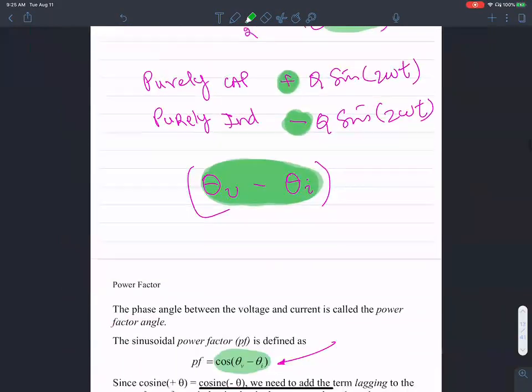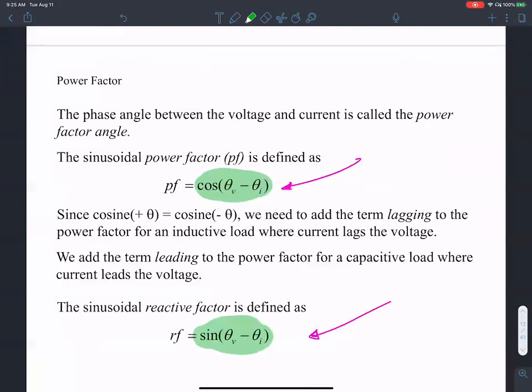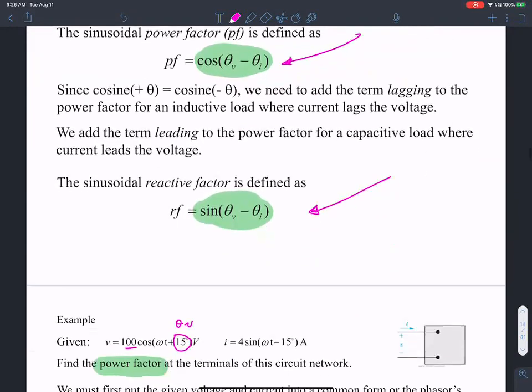Then we went on to talking about the importance of theta V minus theta I. Theta V minus theta I is defined as the power factor angle theta. And power factor is cosine of theta, and reactive factor is sine of theta, okay? There's a reactive factor, and there's a power factor.